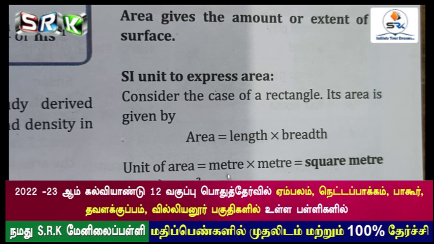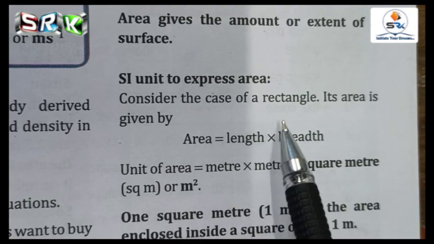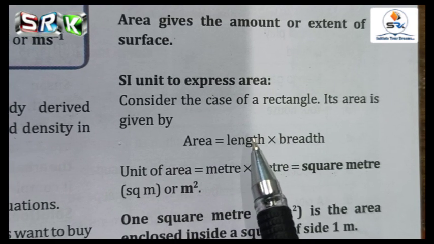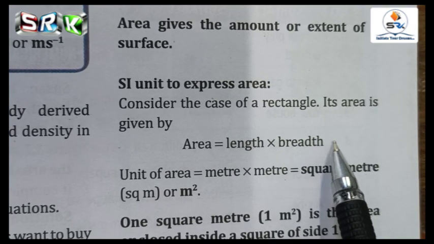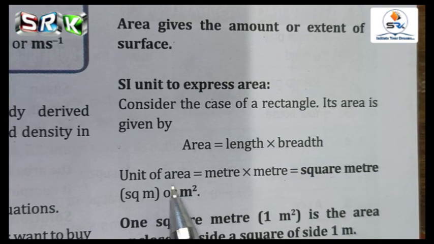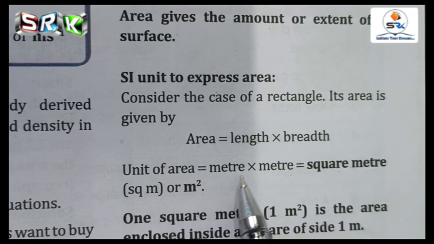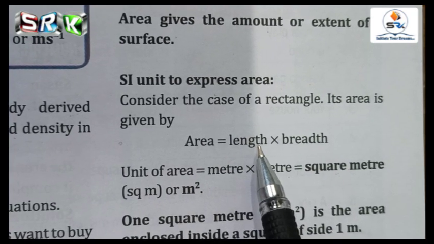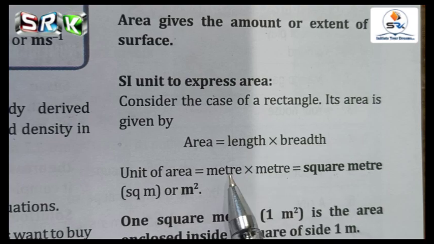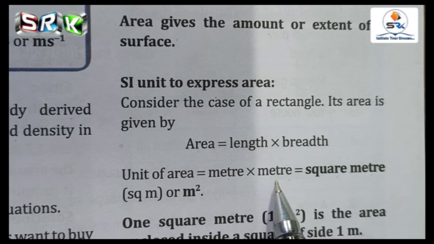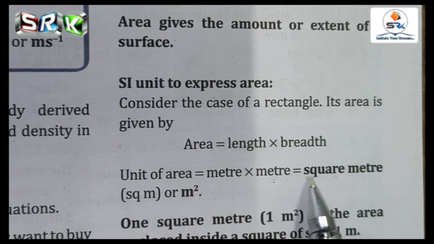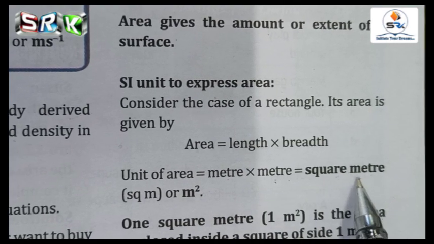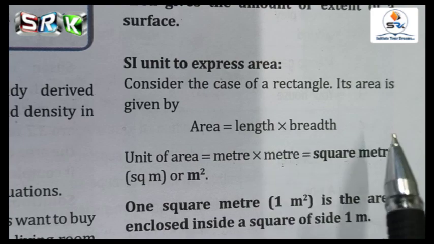Can you understand this? Once again I repeat. If you consider a rectangle, how will you calculate its area? That is length into breadth. So what will be the unit of area? That is meter into meter, meter square. The length is expressed in meters, likewise the breadth is expressed in meters. If you multiply these two, you will get square meter or meter square, this way or this way you can say.